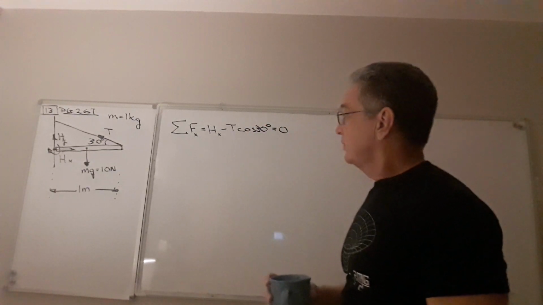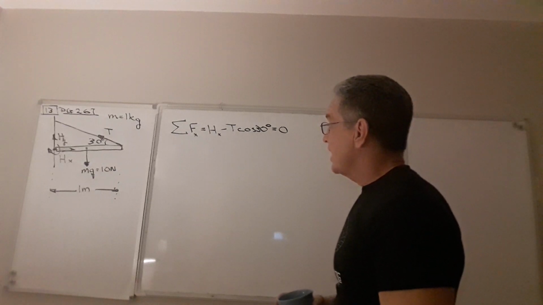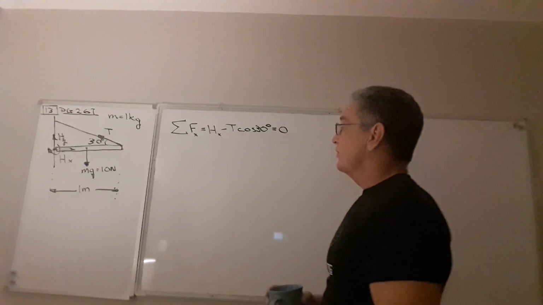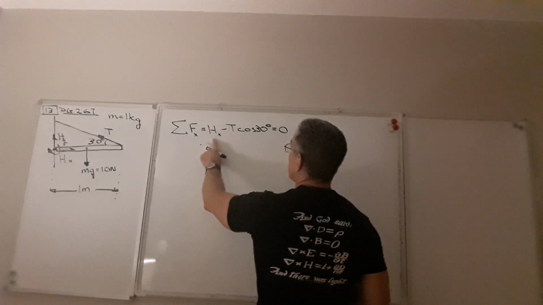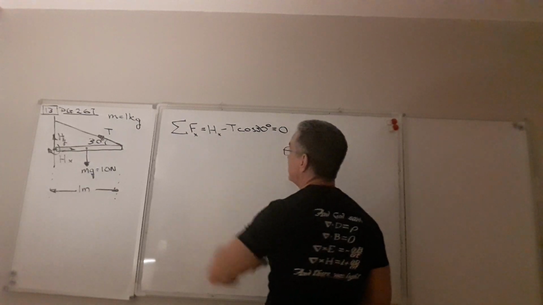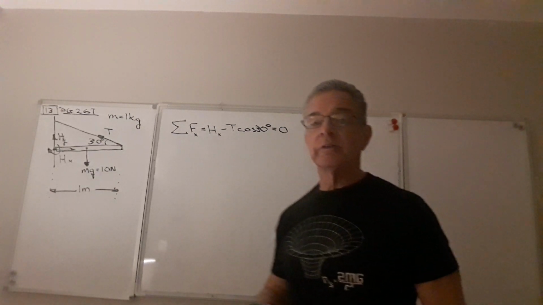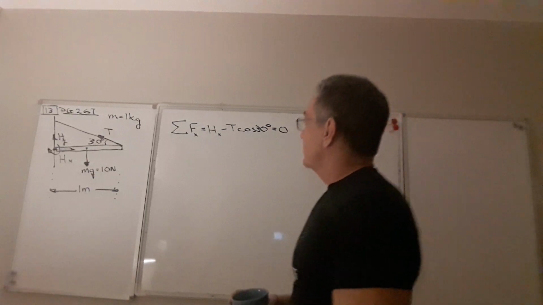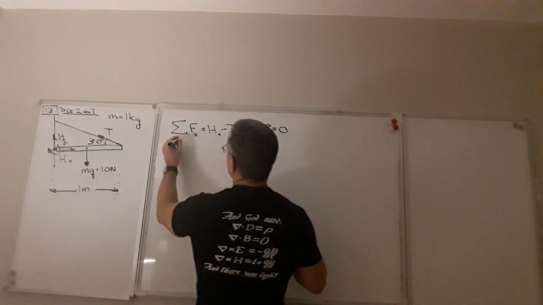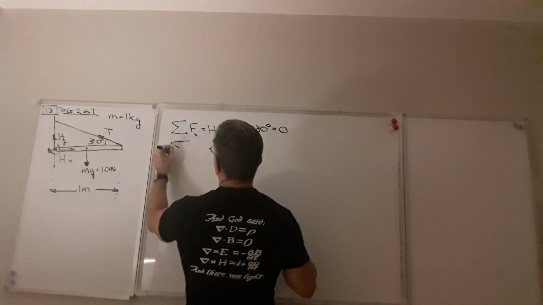because it's not accelerating to the right or the left, right? So there we have a single equation, but we've got two unknowns. We don't know the x component of the hinge force. We don't know the tension yet. We want to find both of those things. So we're not done yet. We need another equation with those same two unknowns.